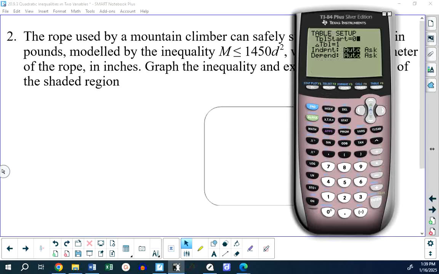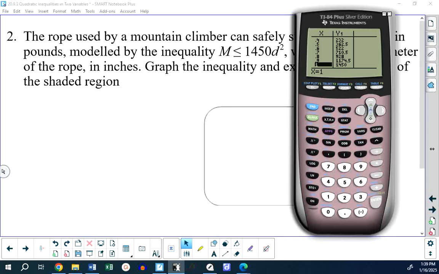I'm going to start at 0 and go up by 0.1. I'm going up to an inch. So I'm exploring a table where x is 0.1 of an inch, 0.2 of an inch, 0.3 of an inch, all the way up. And now I can go to my table and see that m in this relation goes up to 1,450 pounds, which shouldn't be a big surprise.